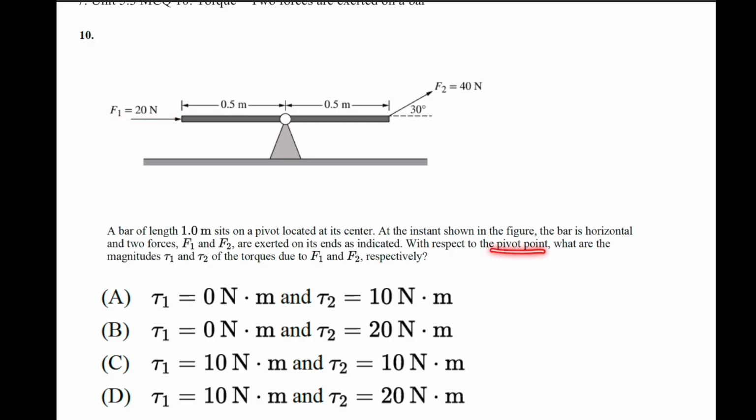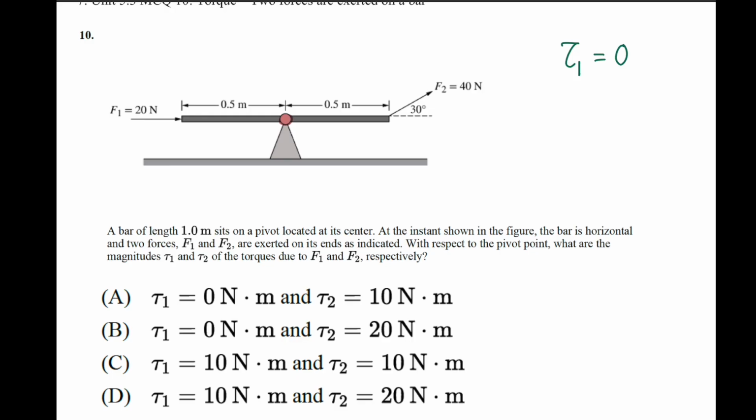With respect to the pivot point, what are the magnitudes tau 1 and tau 2 of the torques due to forces F1 and F2 respectively? So we want to find the torque because of these two forces. We can see that F1 is passing through the pivot, so obviously the torque due to F1 has to be 0. Once again, remember to be very clear about where the pivot point is. So we can just highlight it.